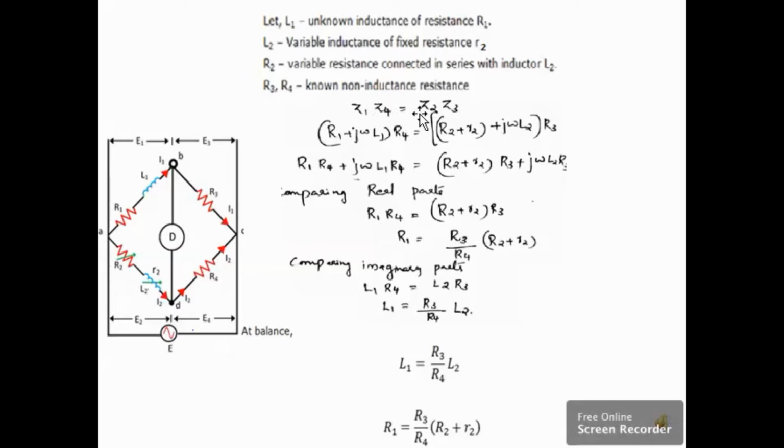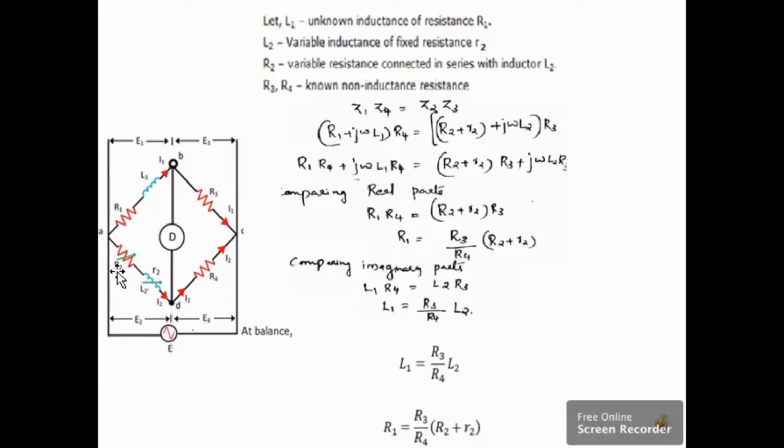which is Z1 Z4 is equal to Z2 Z3. Here Z1 is the impedance of the first arm. Here in the first arm we have resistance and inductance connected in series. So the expression is R1 plus j omega L1, into Z4, the fourth arm, which consists of only a resistance R4. So here we have R4, is equal to Z2. Z2 is the impedance of the second arm.